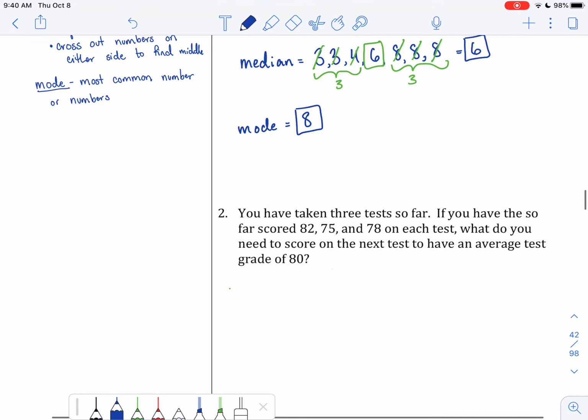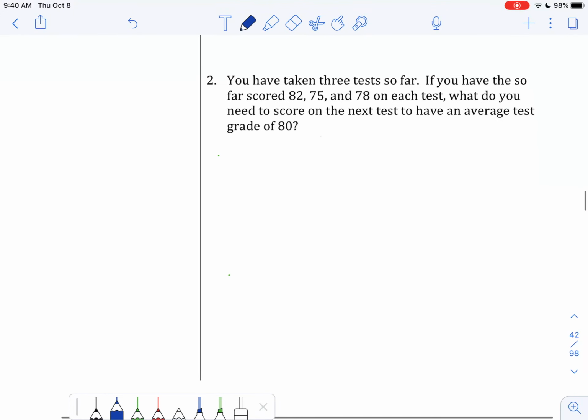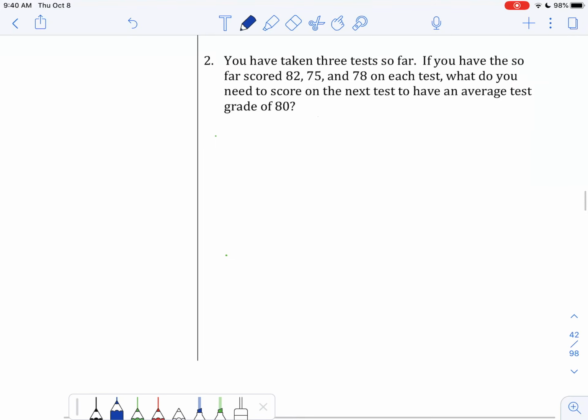Here's a more challenging question on the same topic. You've taken 3 tests so far. If you have so far scored 82, 75, and 78 on each test, what do you need to score on the next test to have an average grade of 80?